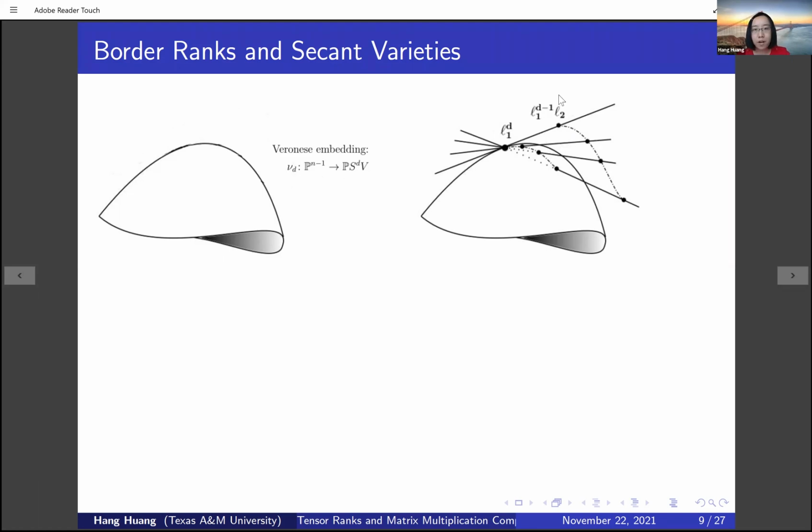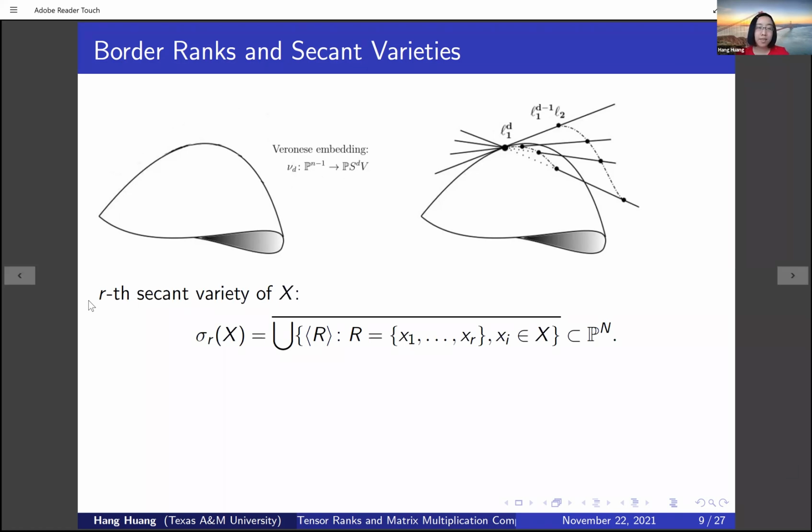So for instance, this point has symmetric rank much higher than 2. However, this is in the limit of a secant line, so it can be approximated arbitrarily close by rank 2 points. In other words, this is in the limit of rank 2 points, but this has higher rank. So in this case, we want to study these points as a whole. This will give us the definition of what's called a secant variety. And if you want to do a similar thing for rank r points, this is basically what's called the rth secant variety of X. Everything can be generalized to the case where X is a general projective variety.